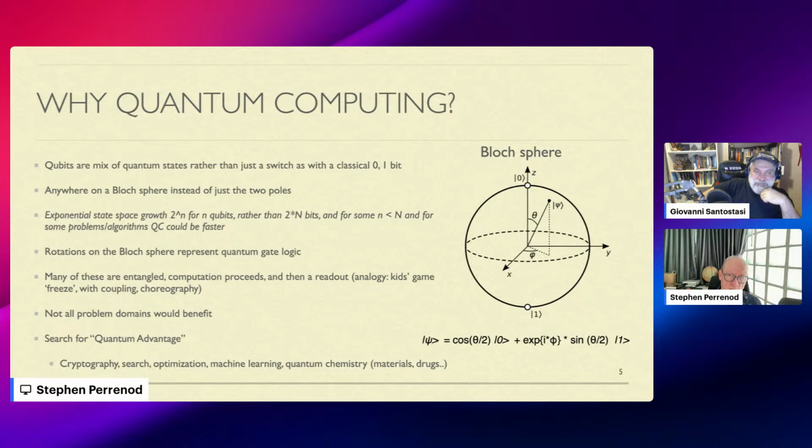Now we want to add one element to this, which is the coupling. And that coupling might happen because the teacher has given directions for a choreography to tell them to move in a certain way. Or even very simply, as an analogy, you could just say, okay, every kid has to hold the hand of the kid next to them and the kid on the other side, right? And then they're all physically coupled. They all move around. You don't know what configuration they're going to end up in. And then at some point it freezes, you do a readout, and you don't even know how they got to the final state, but you get a final state.